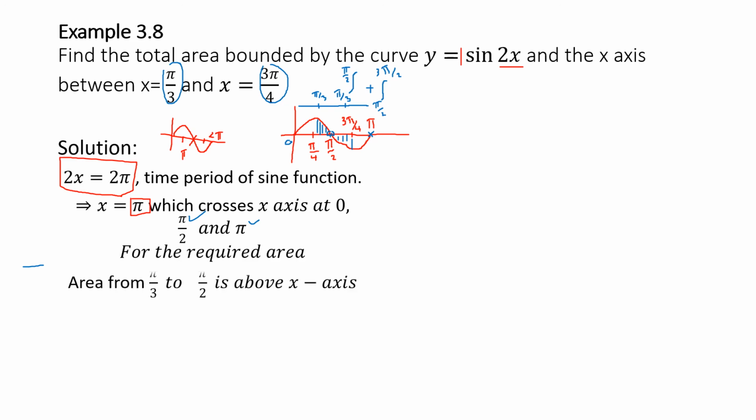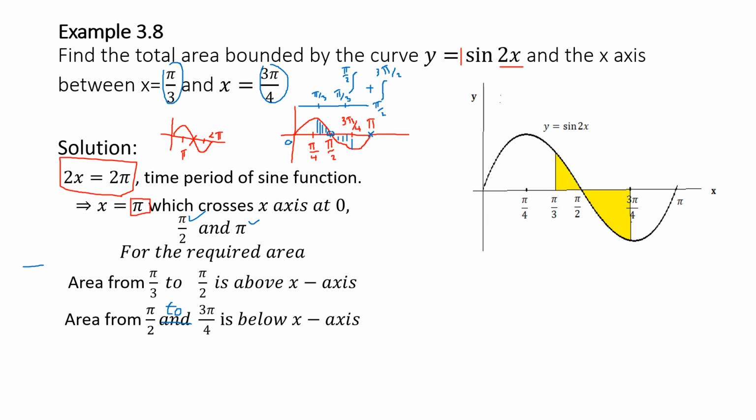So for the required area, from pi by 3 to pi by 2 is above the axis, clear. And then from pi by 2 to 3 pi by 4, I should have written here 2 not n. Where is my cursor? I cannot see it. Okay, this is supposed to be 2. Okay, and this is a neat graph. Okay, so it took a lot of time for me. Anyways, I also did it with a marker.